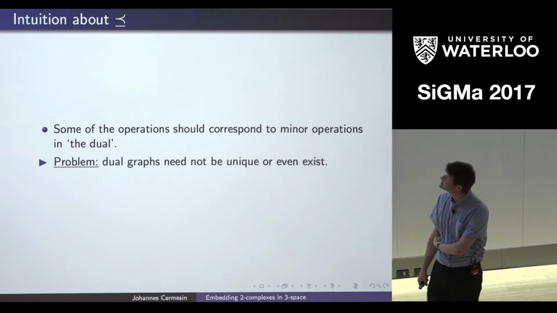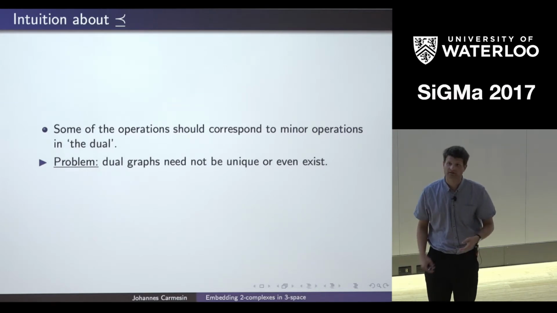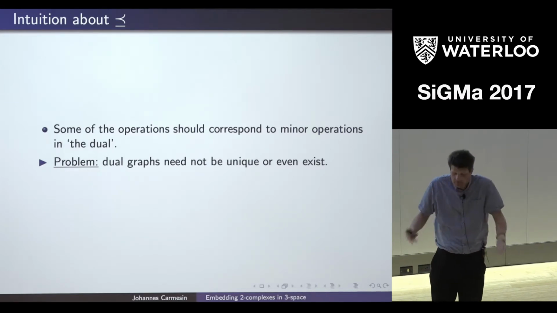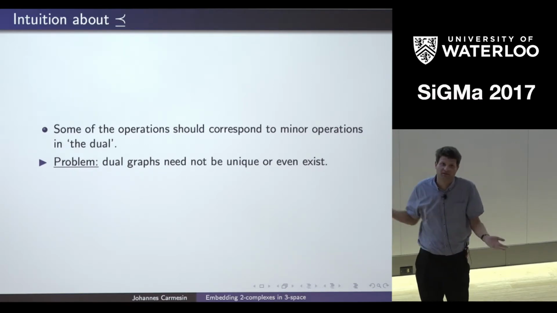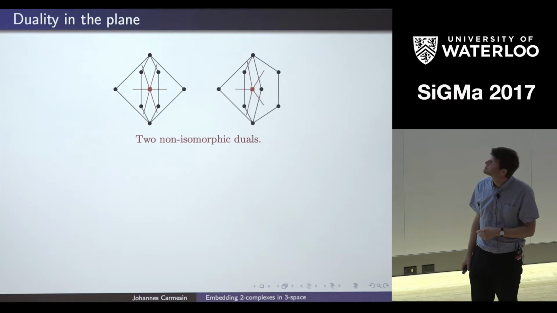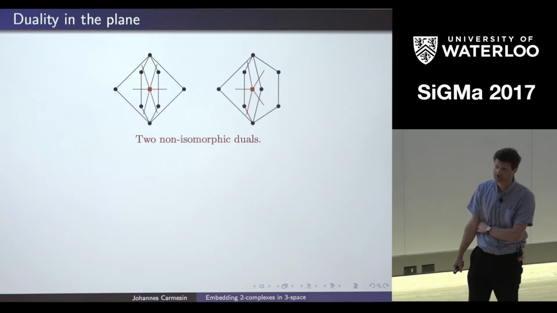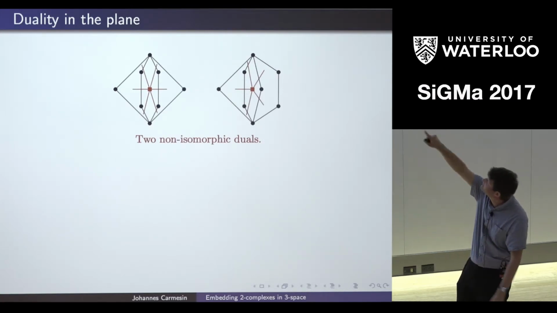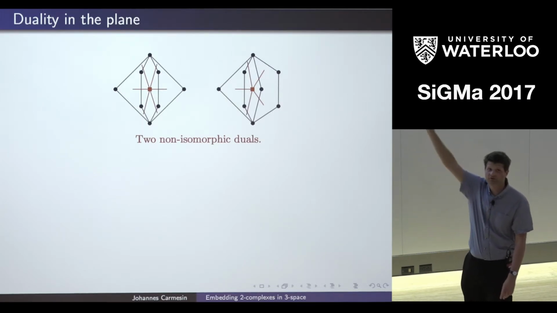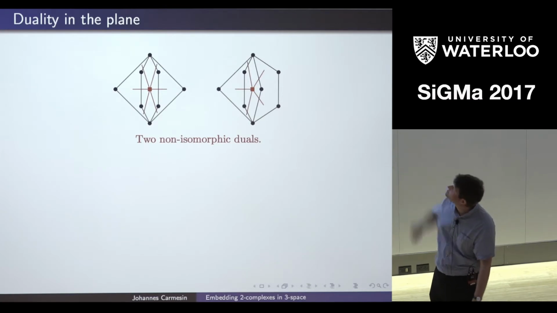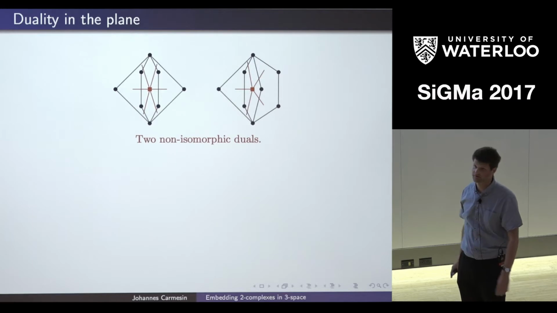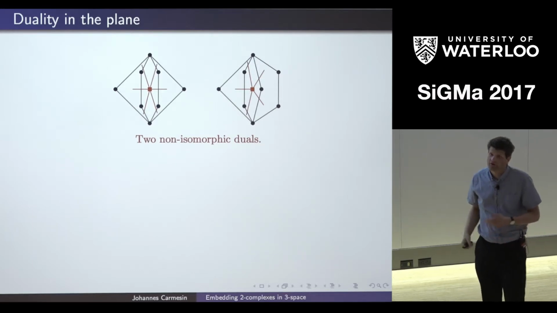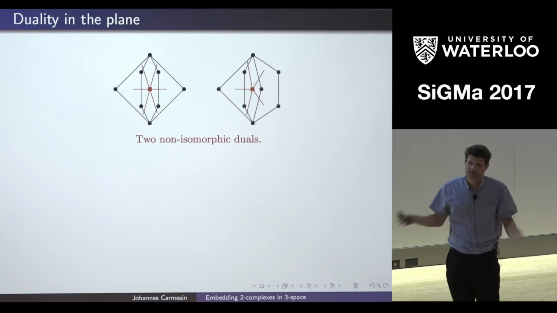But the problem is that dual graphs depend on embeddings. They might not be uniquely defined, or even worse, if the 2-complex is not embeddable, then they just don't exist. This phenomenon already arises in 2 dimensions. Here there's just one graph, the black graph, but we have drawn 2 different embeddings. In one embedding, the dual graph has a vertex of degree 6, and in the other, all vertices in the dual graph have degree 5. This we all know: if you embed graphs in the plane, they need not have unique dual graphs.